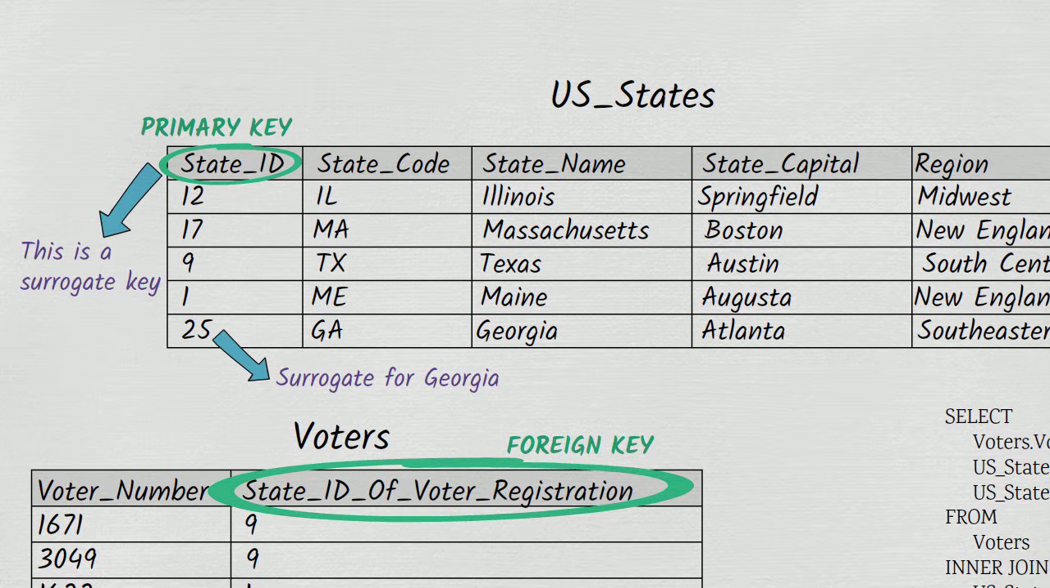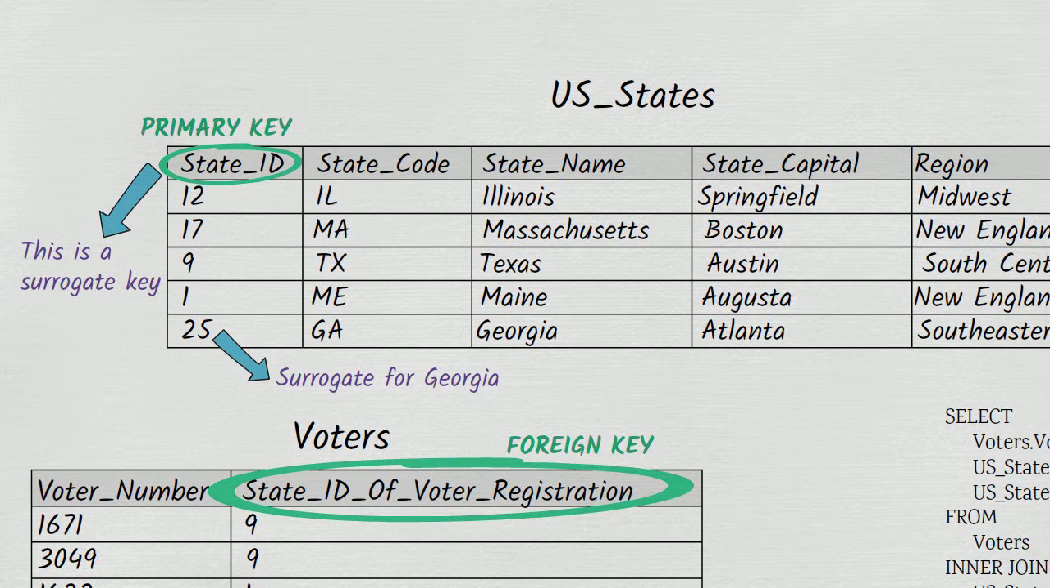One big difference between 25 and GA is that lots of people in the real world are familiar with GA as a shorthand for Georgia, whereas nobody in the real world associates 25 with Georgia. 25 only means Georgia in the context of our database. And that's the essence of a surrogate key. The surrogate key's values only have real-world meaning within the context of our database.